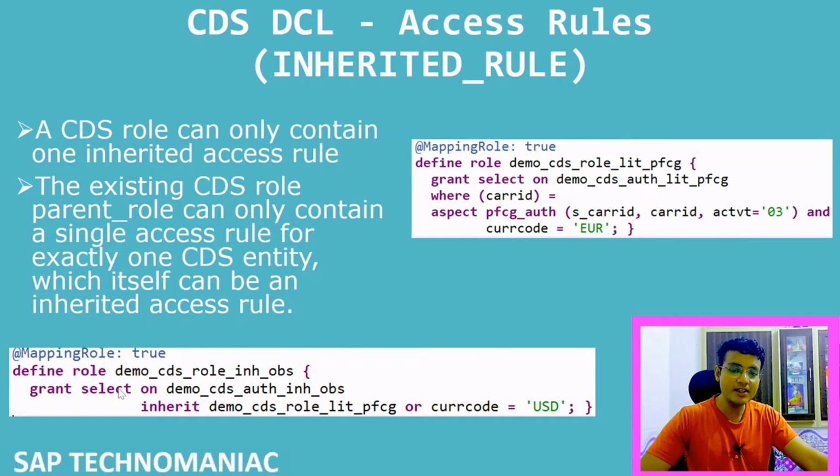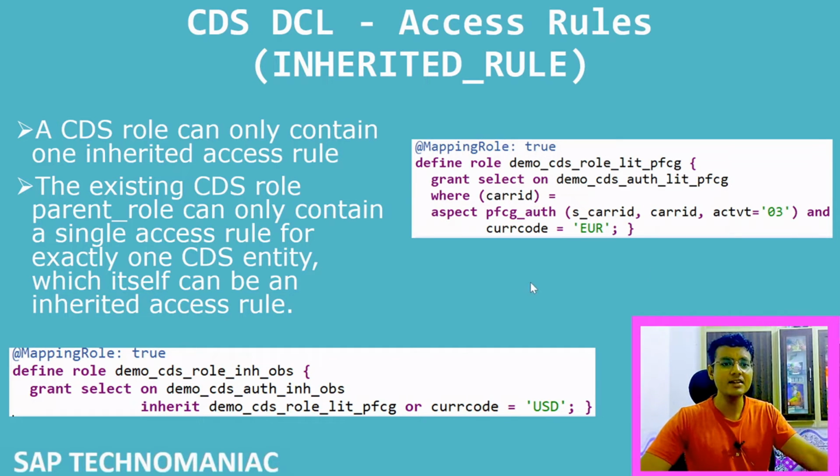In that case, for this other CDS entity, which they have created based on this CDS entity, they want to use the role also. What they did is create a new role and inherit this existing role along with some other conditions as well. So for this new CDS entity, everything available in this particular existing role will be applied, along with the additional condition, currency code equal to USD. So this is how it will work in an inherited rule.